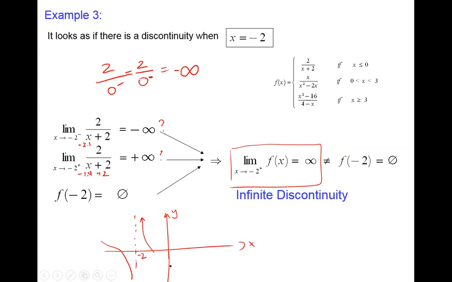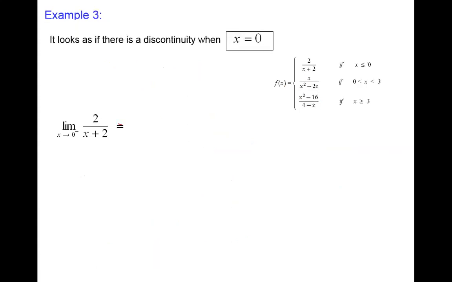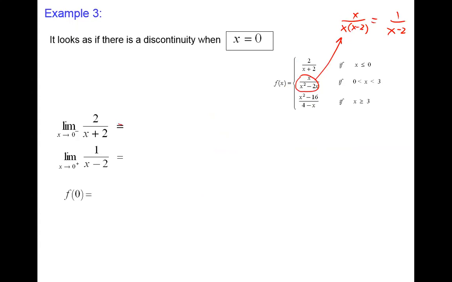Okay, done. At 0, limit from the left, you can see I did use this formula. Limit from the right, I used the middle one, but I did simplify. Yes, we remember the number line that I provided at the beginning. We can cancel out x's and we have 1 over x minus 2 and the value. That means, oh, that's actually easy. You can just simply do the direct substitution.